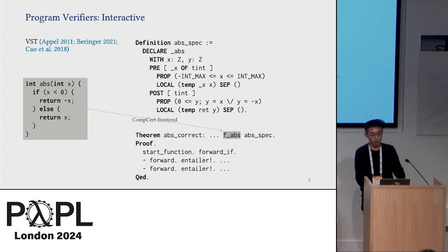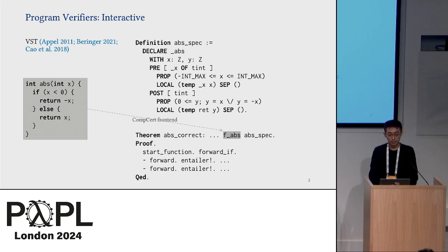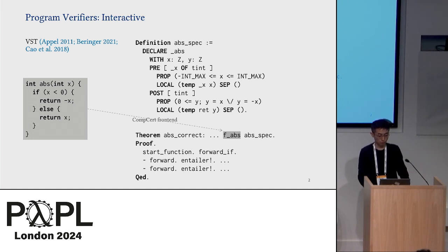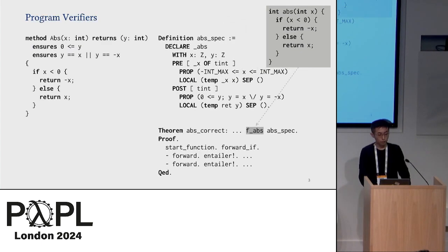Another type of verifier is the interactive verifier. An example is VST, which verifies C programs with respect to the CompCert semantics based on separation logic. In VST and other interactive verifiers, the source code of the program is usually separated from the specification and the proof of the program.